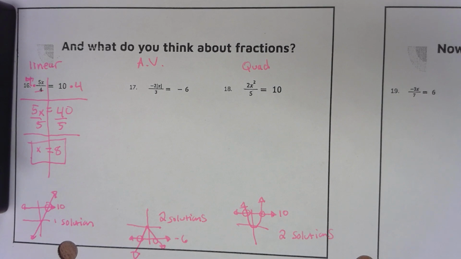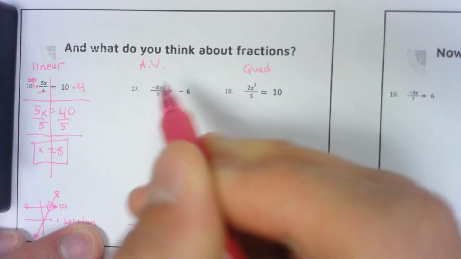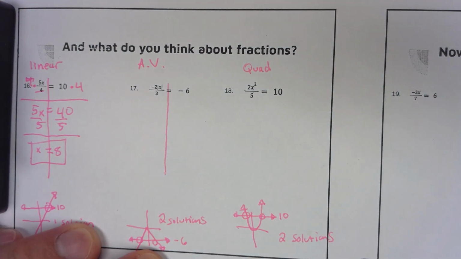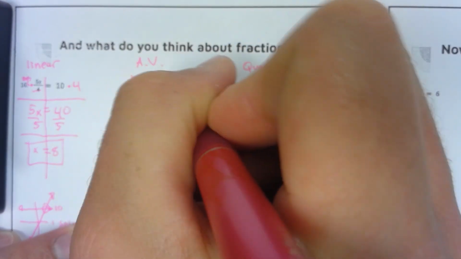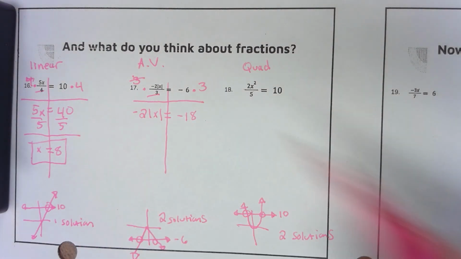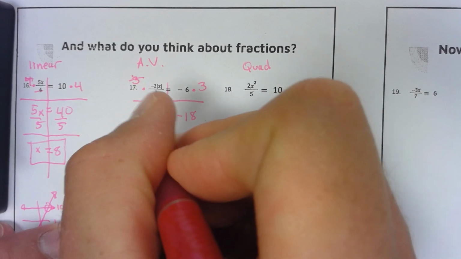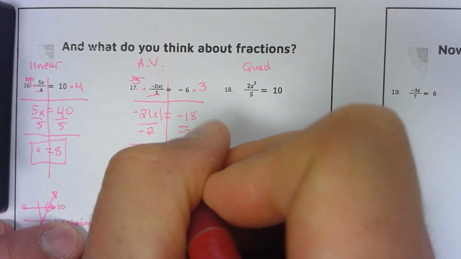All right, almost the exact same idea for number 17. Let's get rid of the division first. So this is negative 2, absolute value of x divided by 3. I'm going to multiply by 3 to get rid of the division. So I have negative 2, absolute value of x equals negative 18. Now I have negative 2 times the absolute value of x, so I need to divide by negative 2. And I get that the absolute value of x equals 9.